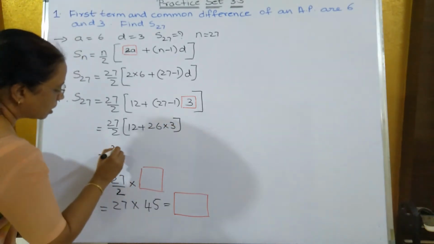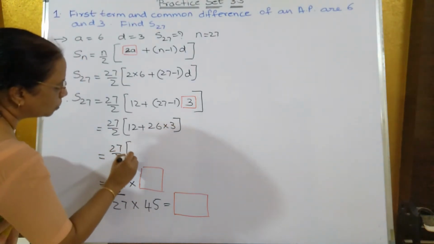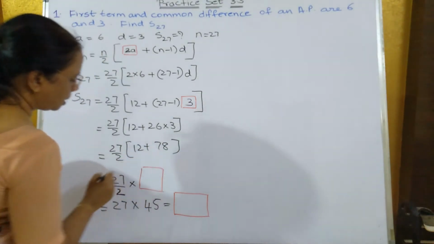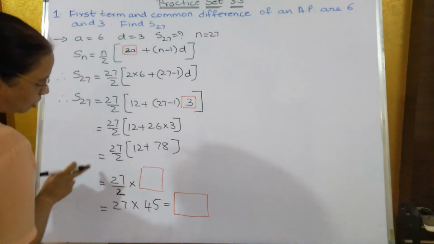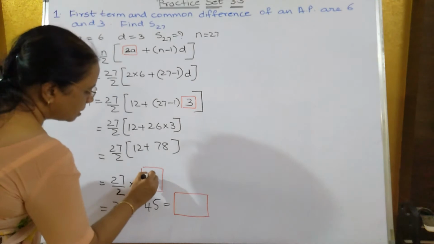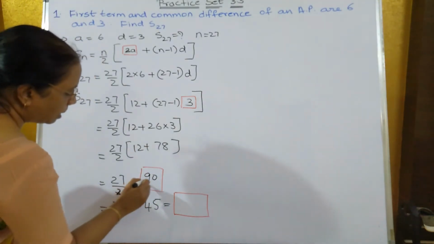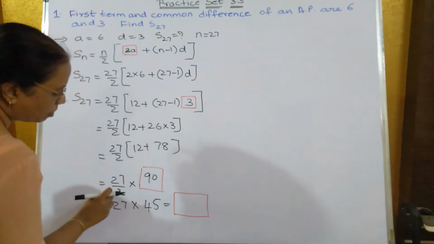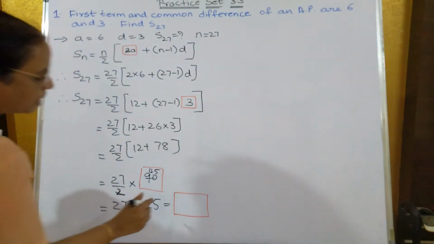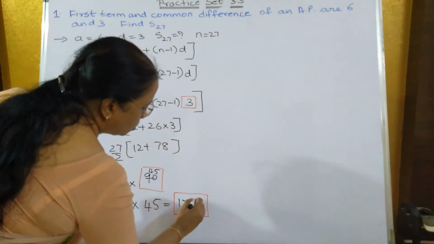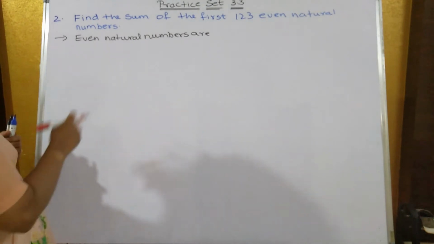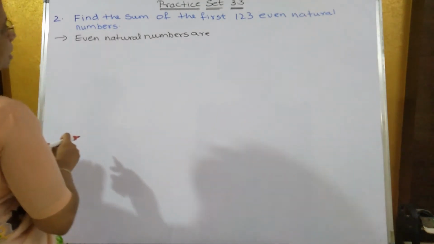So that is equal to 27 upon 2 into (12 plus 78). Now what is 12 plus 78? The next step is 27 upon 2 into 90. Now this 90 can be divided by 2, so you get 45. So 27 into 45 is equal to 1215.